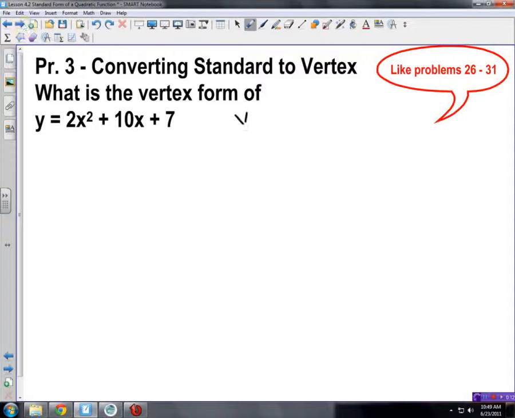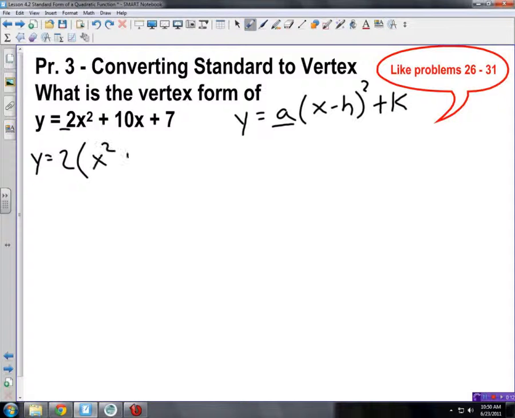All right. We want to convert this to vertex form. Remember, vertex form is going to be y is equal to a(x minus h) squared plus k. So the first thing we want to do is factor out our a value. See how the a value here is factored out? And this is our a value. So I need to have 2 on the outside of some parentheses. Right? So that's going to be plus 5x. And I'm going to keep this 7 on the outside.